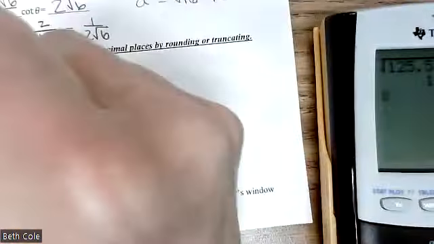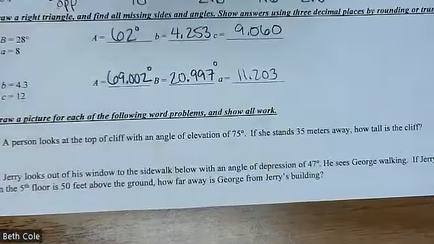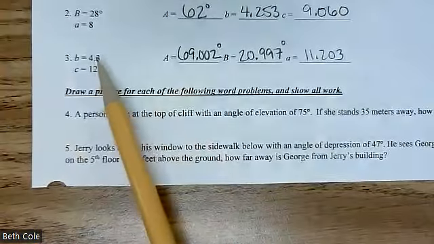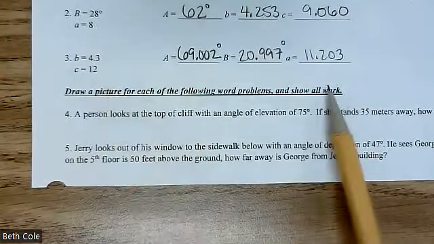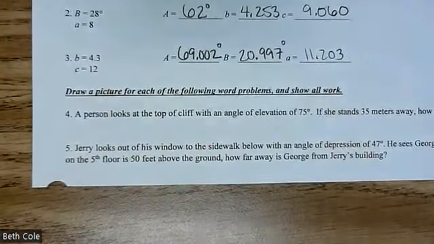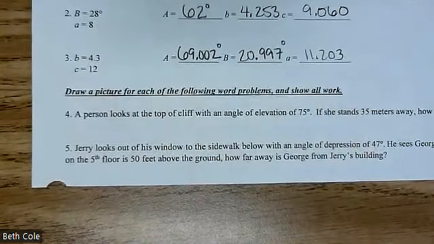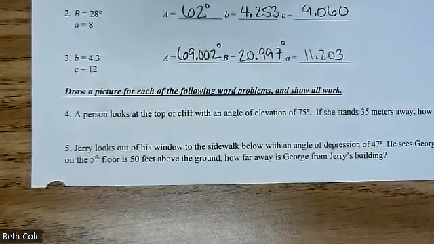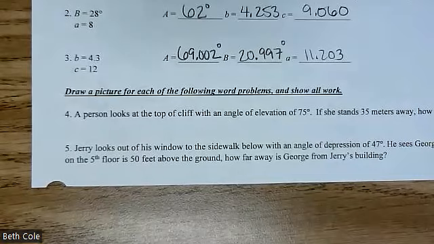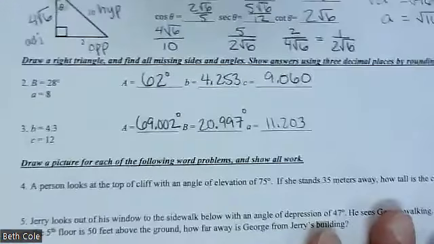I got 11.203. Yeah. And you can make sure your answer makes sense. Like if this is around 4-ish, 5-ish, and this is 12, does 11 make sense? Like if you got 79, I hope you would be like, hey, wait, hold on a second. That would be a really weird triangle. Okay, so just make sure it makes sense.